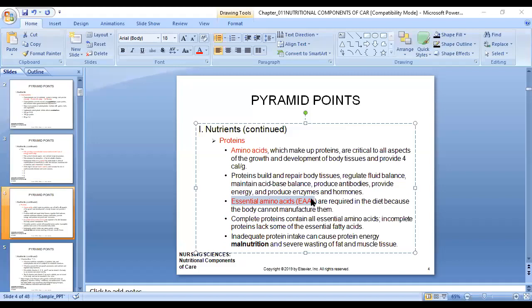Here in the PowerPoint, I'm showing the essential amino acids. The body needs these essential amino acids. Because we are RNs, or any healthcare providers, there is something we have to know for the board exam. What I'm going to talk about right now is super duper important, my friend.